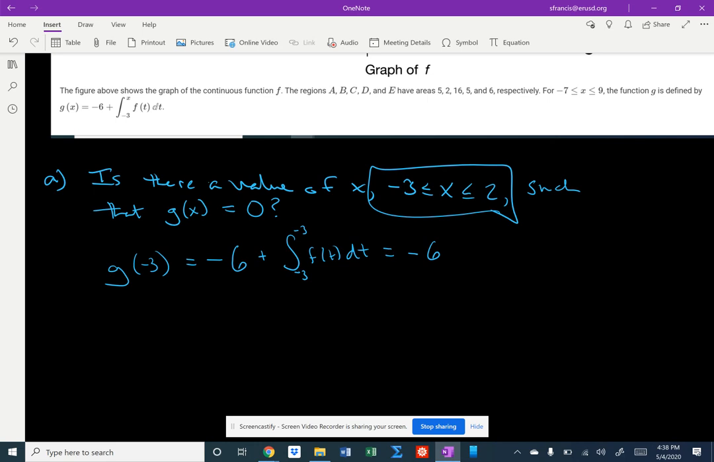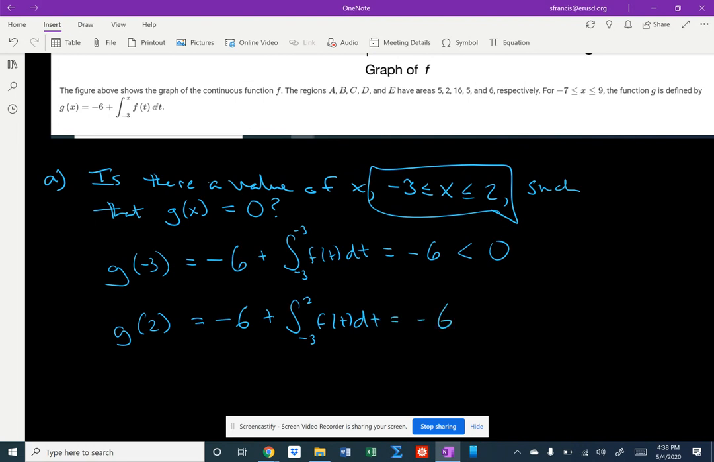So they're trying to test you on one of your integral properties there as well. Of course, -6 is less than 0, so we got that part taken care of. So let's see what's happening with 2. G of 2 is going to be -6 plus the integral from -3 to 2 of f of t dt. Of course, that's just -6.